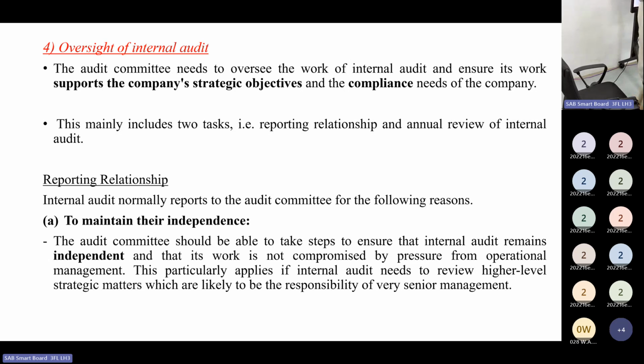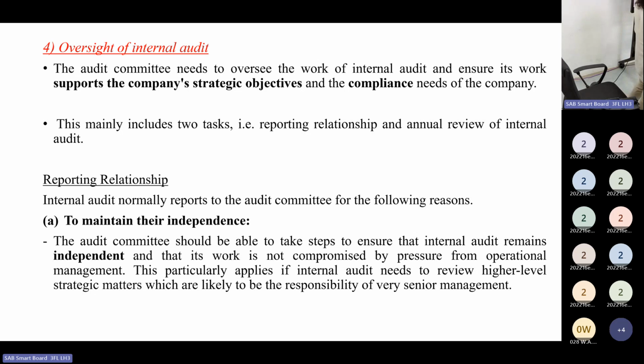So reporting in the sense, now you saw from that box, it has an arrow to the audit committee. That is the reporting relationship of internal audit. So how are they going to maintain that reporting relationship? Reporting relationship means internal audit normally reports to the audit committee for the following reasons. Why can't they report to somebody else? Why do they need to report only to the audit committee? There are reasons for that, right? This reporting relationship is what I showed you all in the diagram.